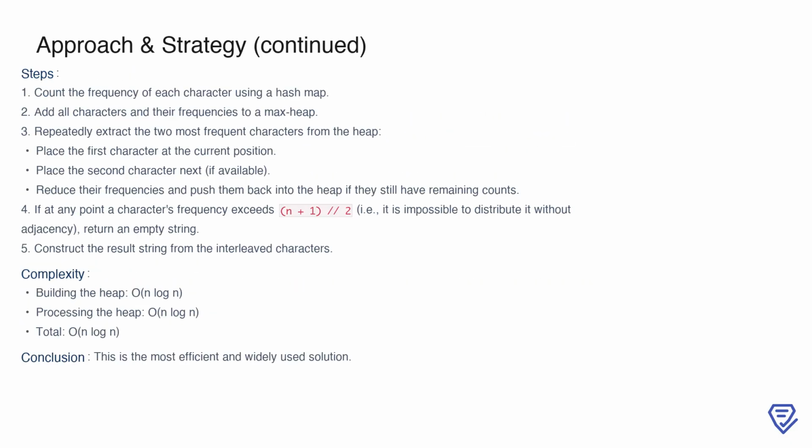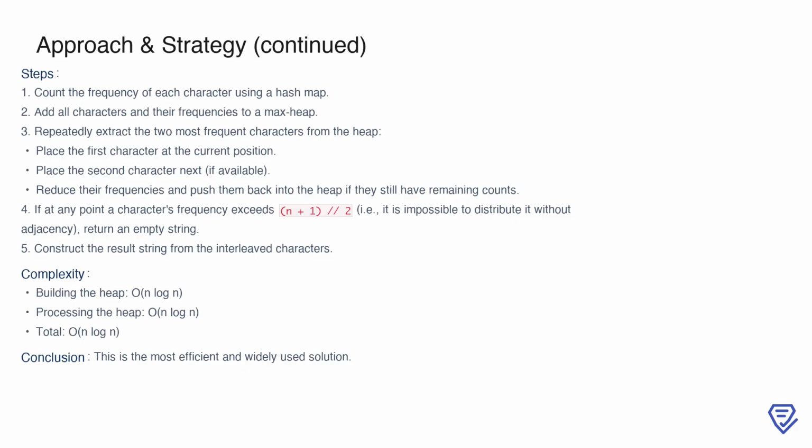The greedy approach using a max heap involves several clear steps. First, we count the frequency of each character in the string using a hash map. This helps us identify which characters are most frequent. Next, we add all the characters and their frequencies into a max heap, which allows us to dynamically retrieve the character with the highest frequency at any given time.